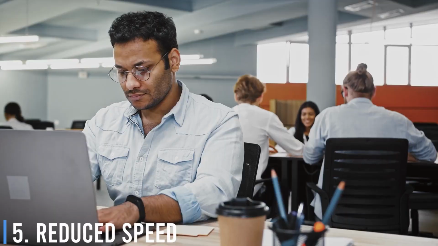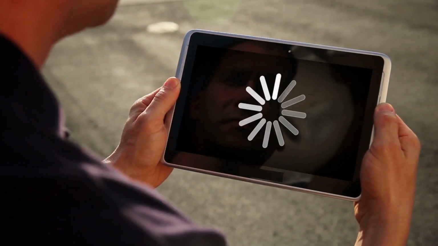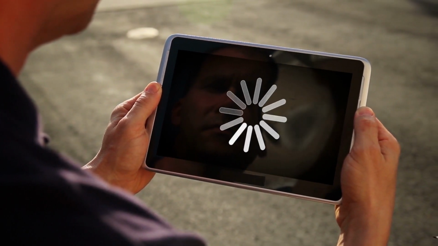Number 5. Reduced speed. Reduced speed accounts for time where equipment runs slower than the ideal cycle time, the theoretical fastest possible time to manufacture one part. Another name for reduced speed is slow cycles. Reduced speed is a performance loss.